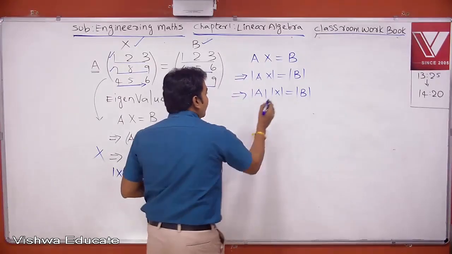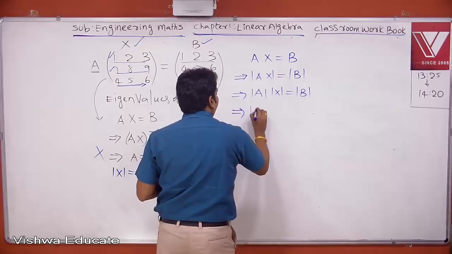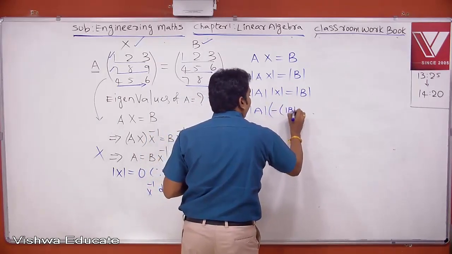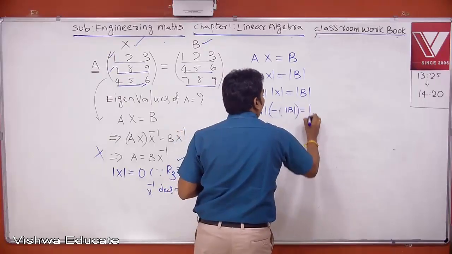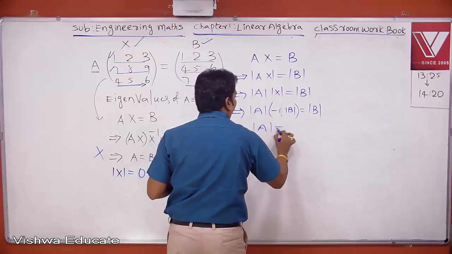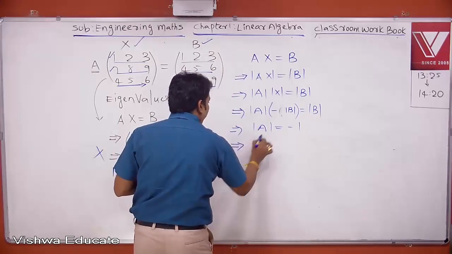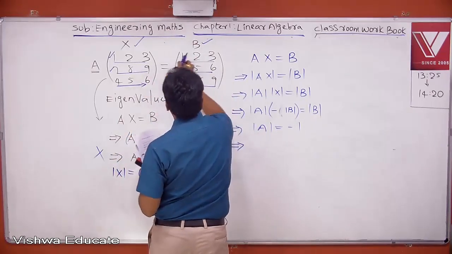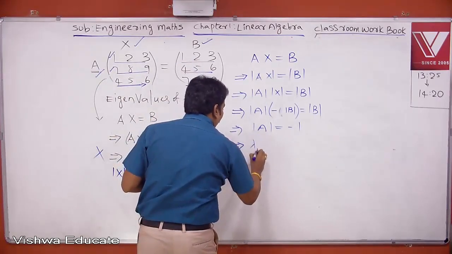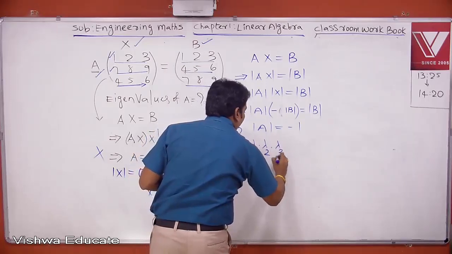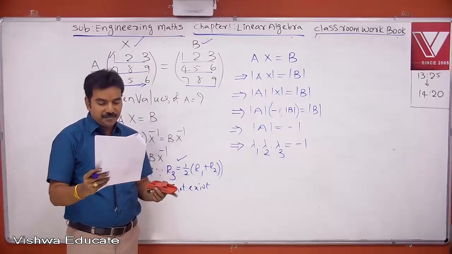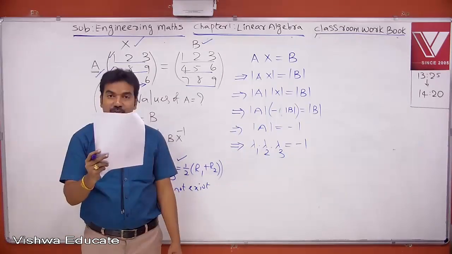Therefore, in this case, you can write det A into det of X equals minus of det B, equals det B. So det B you can cancel out. Det A equals minus 1. But det A is nothing but the product of eigenvalues. This is a matrix of size 3 by 3. Therefore, det is the product of 3 eigenvalues, lambda 1 into lambda 2 into lambda 3. This is minus 1.